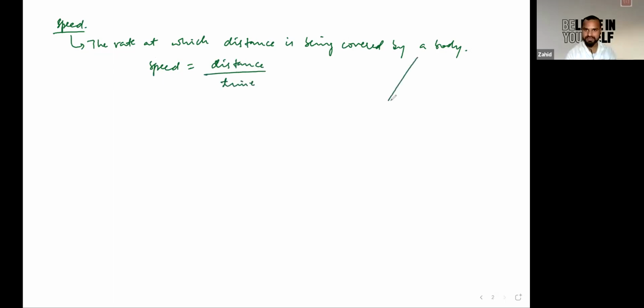I'm defining a triangle for you to define the relationship between these three quantities. Let's say you have distance, speed, and time. Now, if you have to calculate speed, just cover this up, you'll get distance over time. If you have to calculate distance, just cover this, you'll get speed into time. And if you have to calculate time, just cover this, you'll get distance upon speed. So on knowing this triangle, you will easily get all of these three terms.